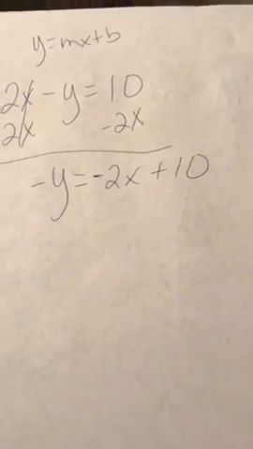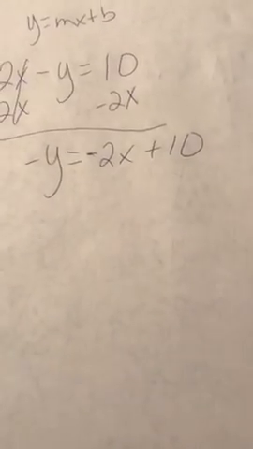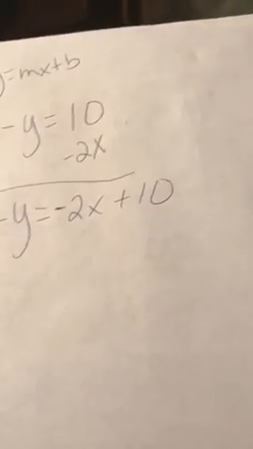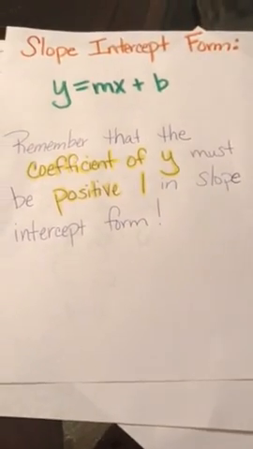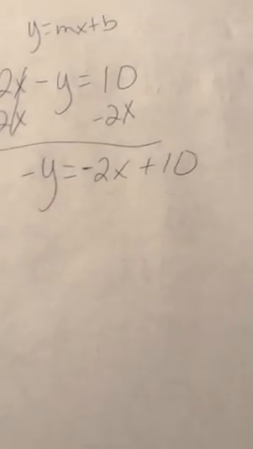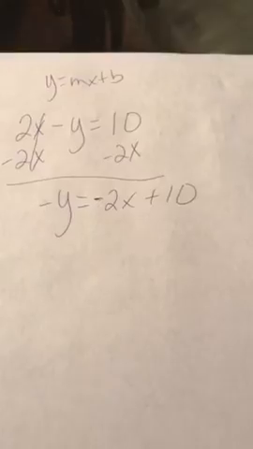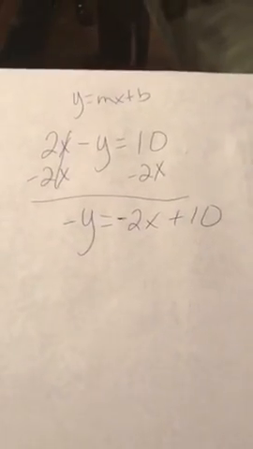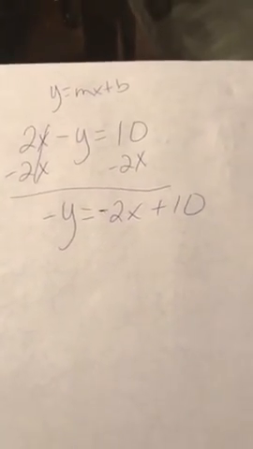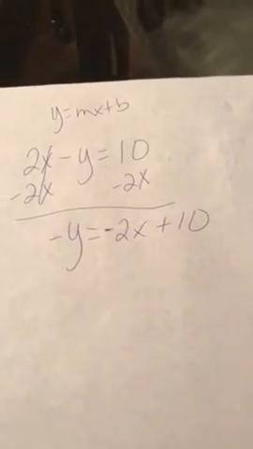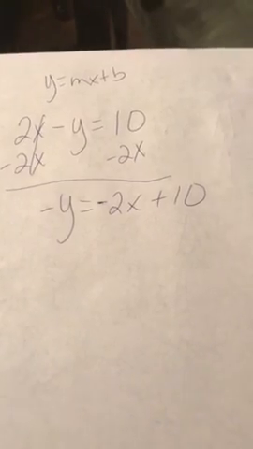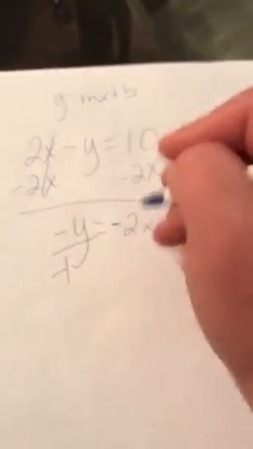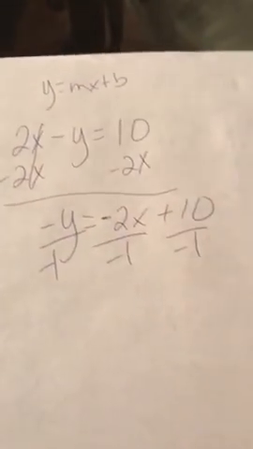Now, that looks like slope intercept form, but if you remember back to the beginning, it says that the coefficient of y must be positive 1 in slope intercept form. Is the coefficient of y positive 1? No, it's negative 1. So how can I make that positive? There's two things. I can multiply everything by negative 1, or I can divide everything by negative 1. It doesn't matter. You'll come out with the same answer either way.